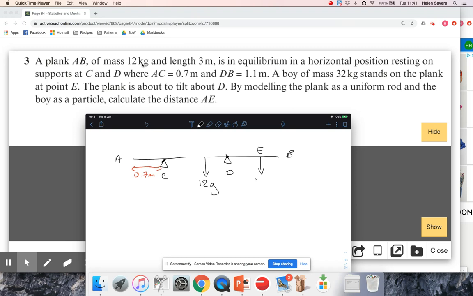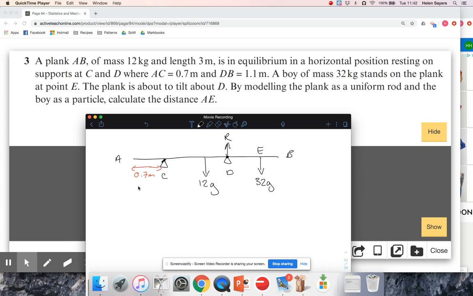So this boy has a mass of 32 kilograms, so his weight is 32g, and there's going to be a reaction at D, but there's going to be no reaction force at C. This is the main point of this exercise: if it tells you it's about to tilt about D, it means D will be the pivot, that's where it's tilting about, and it means it's just about to lift up at C. So it is still touching C, but it's just about to lift up, so there is no reaction force at C. Okay, so those are my only forces.